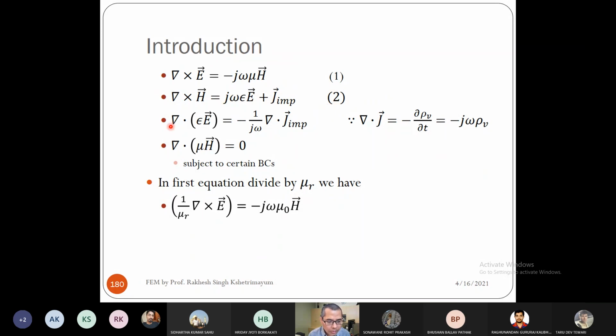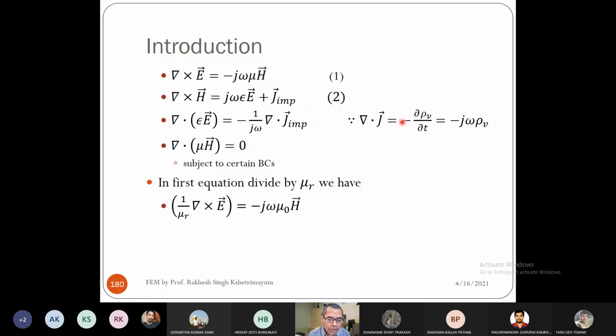You also have two Maxwell equations for the divergence of the electric field and magnetic field. Divergence of the magnetic field is always 0 because we don't have magnetic monopoles. Divergence of the electric field should be equal to rho v, the volume charge density. We can use the equation of continuity to find it. From the equation of continuity, divergence of electric current density is equal to the negative rate of decrease of rho v with respect to time: del dot J is equal to minus del by del t of rho v.